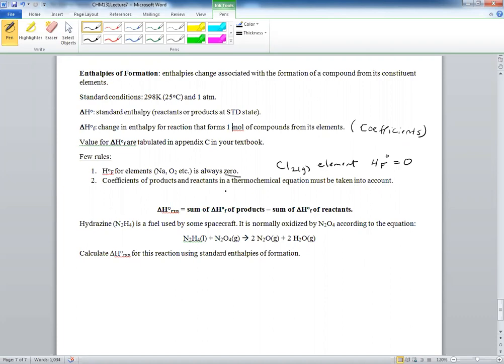The coefficients of the products and reactants in the thermochemical equation must be taken into account. As I said, the coefficients are used in calculation of the heat of the reaction, enthalpy of the reaction. And here's the equation. The heat of the reaction is the sum of the heat of formation of the products minus the sum of the heat of formation of the reactants. Remember, it's products minus reactants. Here it is. That's the equation. And we have an example to use.